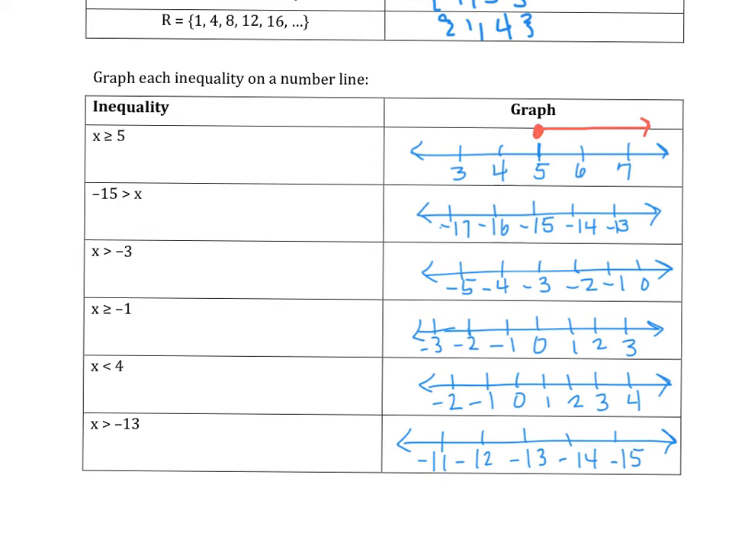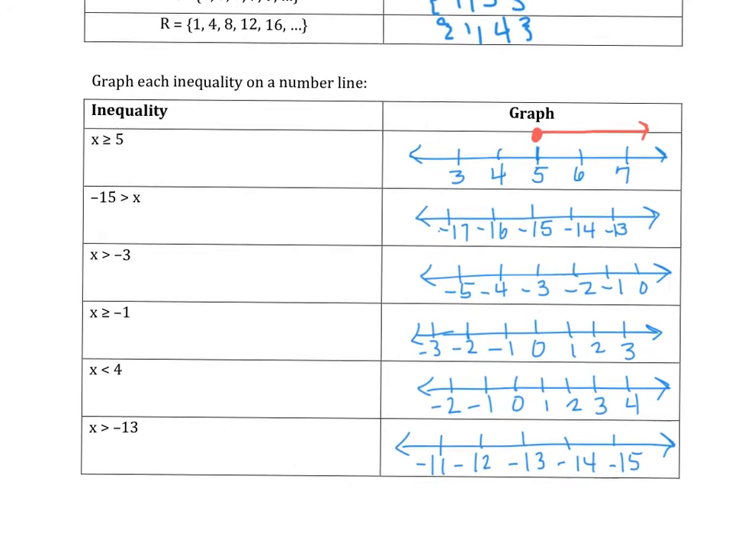The next one is negative 15 is greater than x. Let's go ahead and rewrite this in a way that might make it a little bit easier to see what's going on. This is the same thing as saying x is less than negative 15. So negative 15 is not included in those possibilities, so it's going to be an open circle, and it's going to be everything less than that.